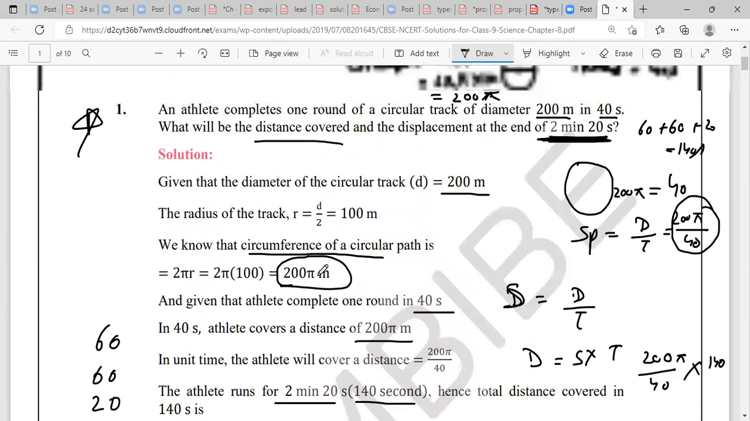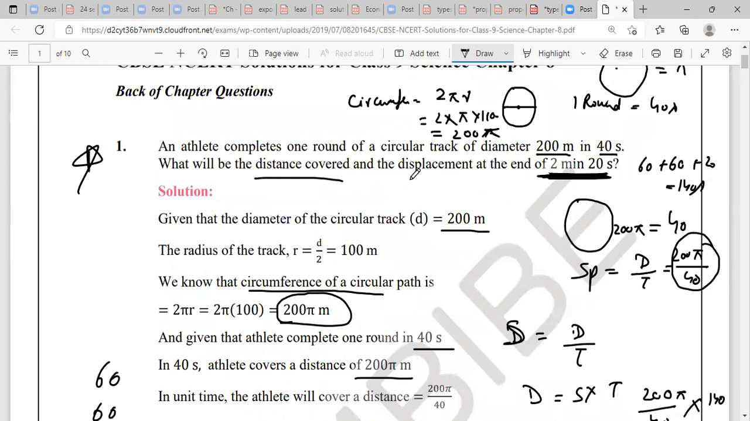Yes, ma'am. Now you have to find the displacement. After 2 minutes, in 40 seconds, he is covering one round. This is very important, the displacement part. Just remember this is very important.